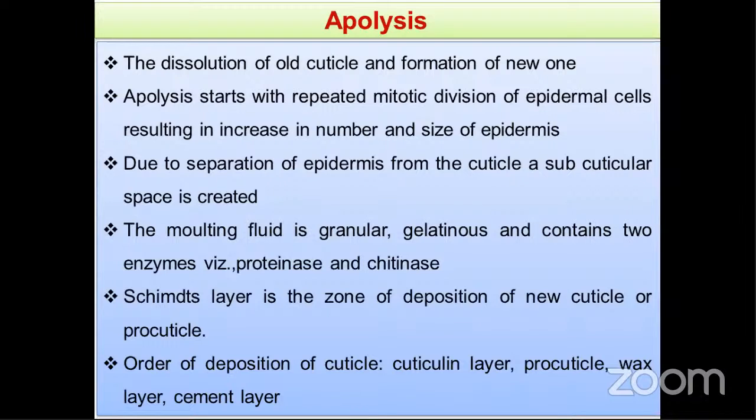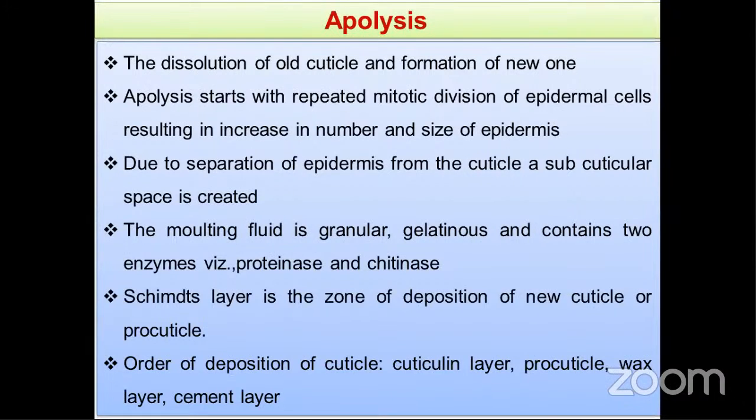With the help of these enzymes, proteinase and chitinase, they digest the old cuticle. The mid layer is the zone of deposition of the new cuticle or procuticle. As for the order of deposition of the cuticle, the cuticle consists of the upper epicuticle and the inner procuticle. In the epicuticle, 4 types of layers are there: cement layer, wax layer, polyphenol layer, and cuticulin layer. At the time of the molting process, the cuticulin layer forms first.